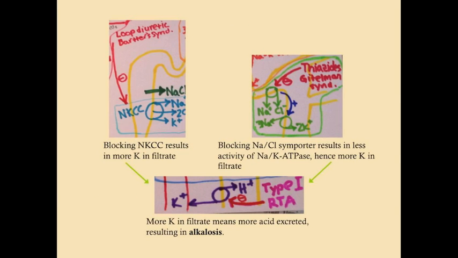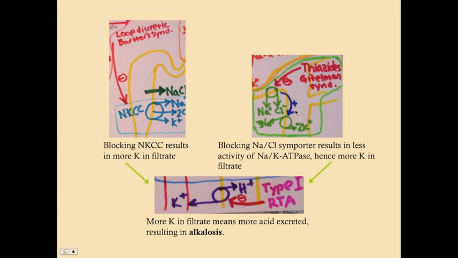So here's sort of a visual of this. Loop diuretics inhibit the NKCC channel, which is in your ascending limb of the loop of Henle. And what's going to happen there then is you're going to have more sodium and more potassium in your filtrate. Thiazide diuretics are going to inhibit the NaCl channel in your distal convoluted tubule. And so what's going to happen there is, even though you're not inhibiting the reuptake of potassium, because you have more sodium in your filtrate, you're going to exchange sodium for potassium. So you're going to have more potassium in your filtrate.